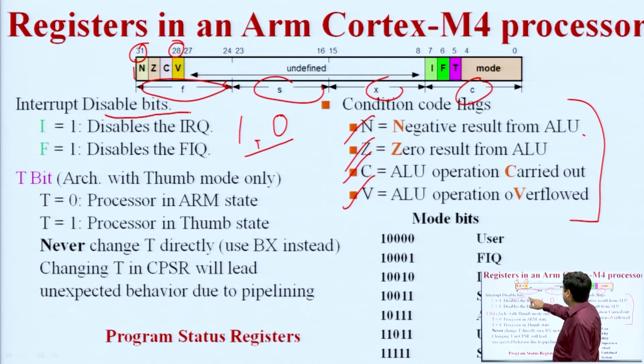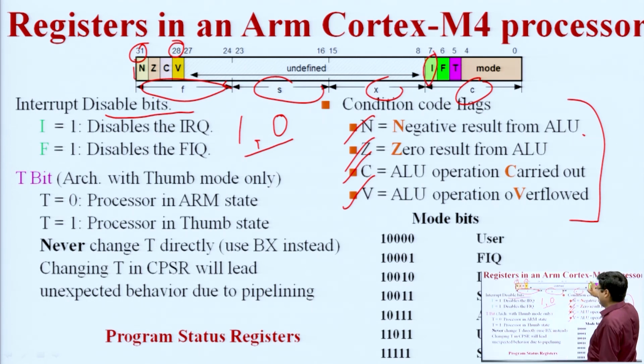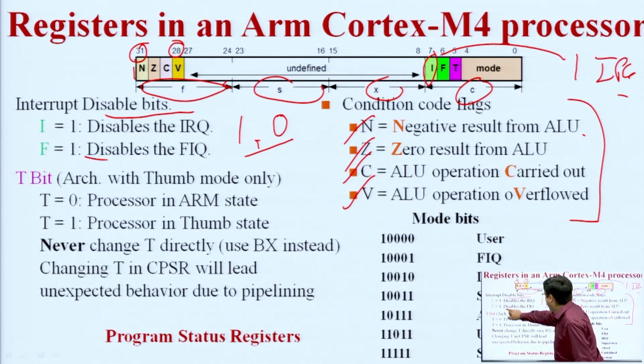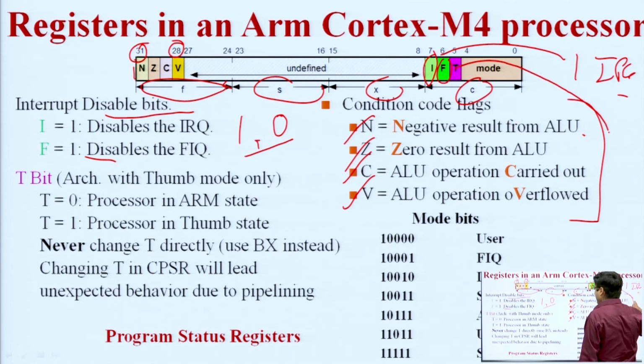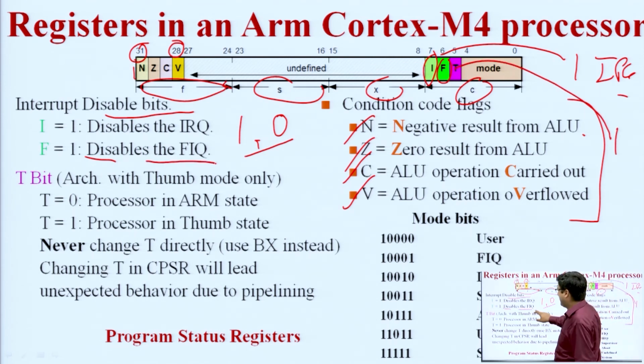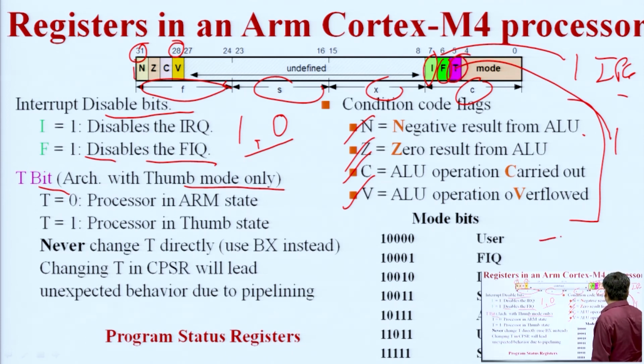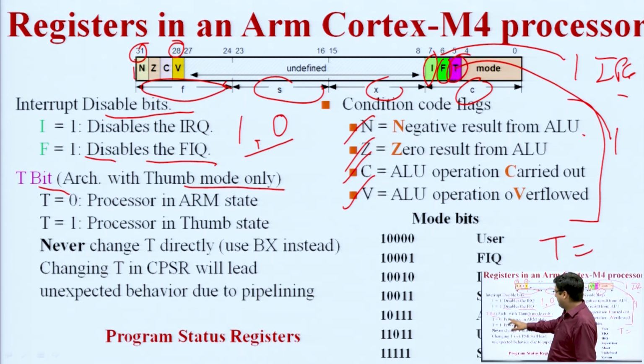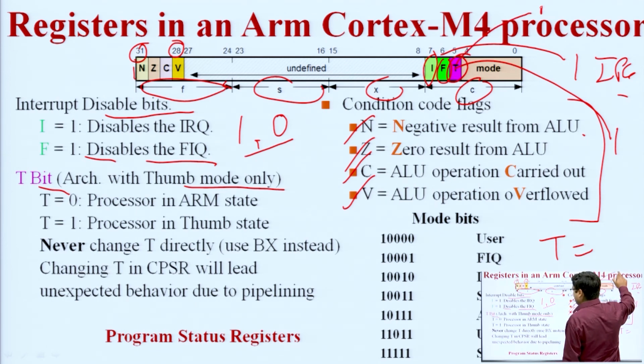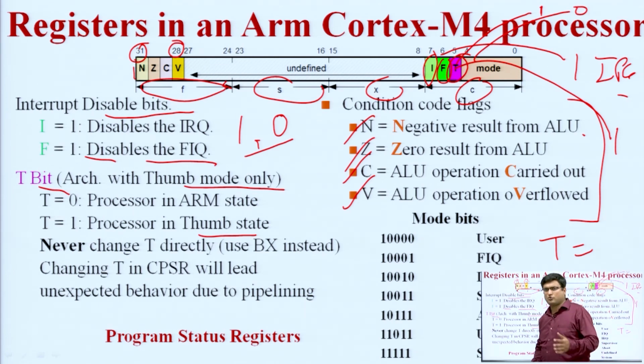There are interrupt disable flags available here. I means interrupt; its value is 1 if we are disabling the IRQ mode of operation. F means its value is 1 when we are disabling the FIQ. T is used for thumb mode only. If its value is 1, then we are using the thumb state. If its value is 0, then we are using the ARM state, because there are two types of instructions available.